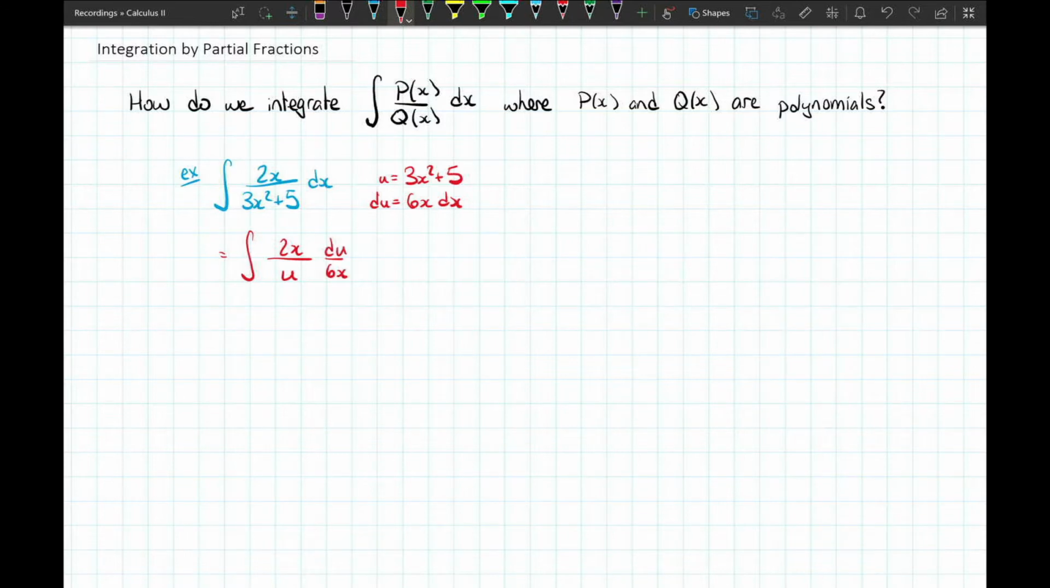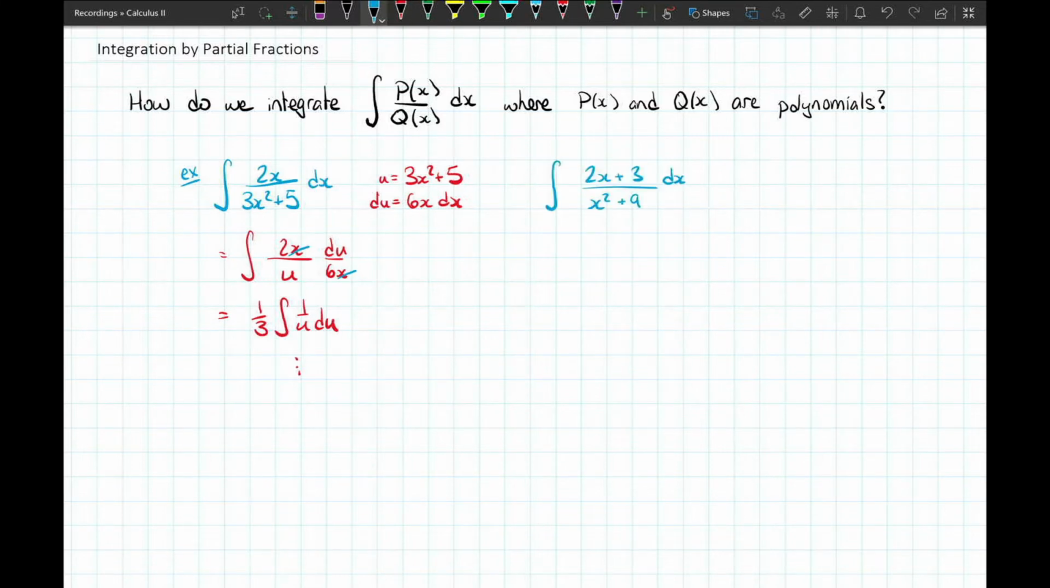So even though 2x and 6x are not the same, as long as they only differ by a factor that is simply a constant, then we can take this constant and move it out front of the integral, 2 over 6. Okay, well that is simply now just the antiderivative of 1 over u, and you can finish that question off. All right, let's take a look at another example where a simple substitution might work.